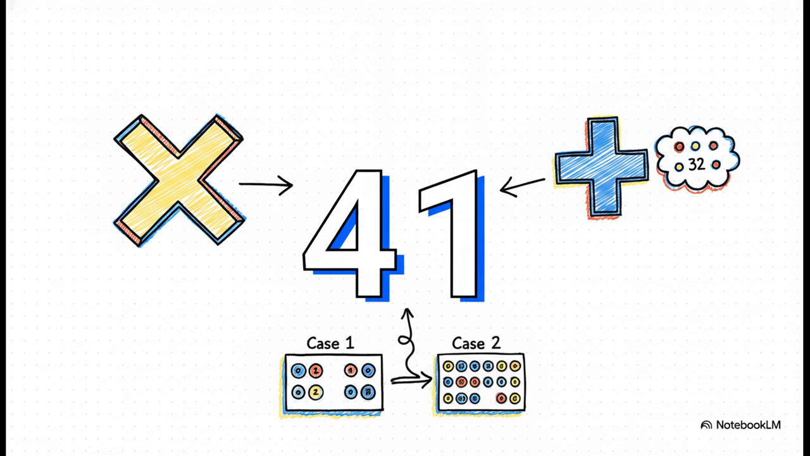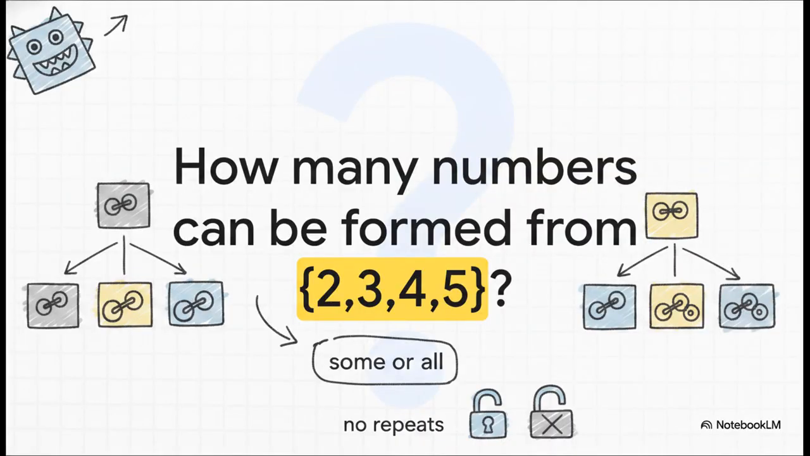We just applied the multiplication rule within each specific case, and since a number will fall into case 1 or case 2, we busted out our addition superpower to add 9 and 32 together. See how nicely they stack? Let's escalate our boss battles a bit. Check out this new constraint, some or all. We need to figure out how many different numbers we can form using the digits 2, 3, 4, and 5, assuming absolutely no digit repeats.